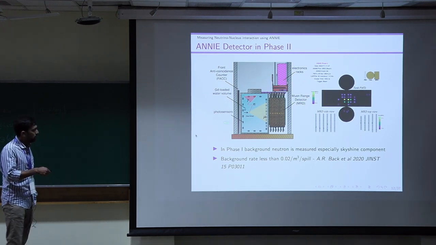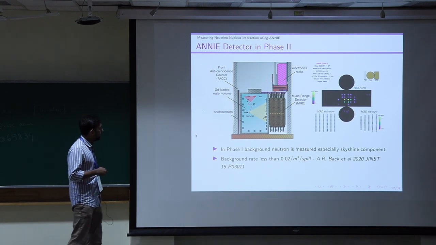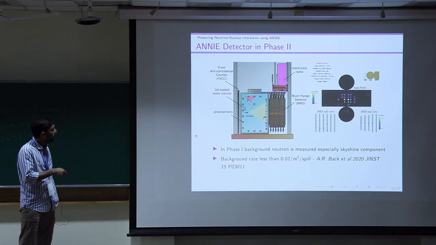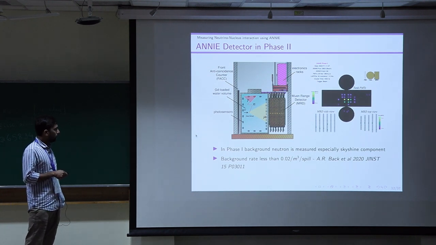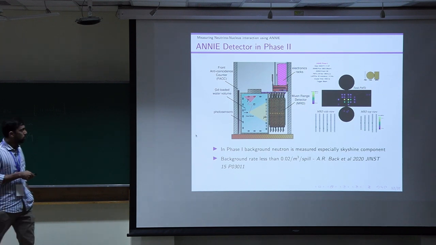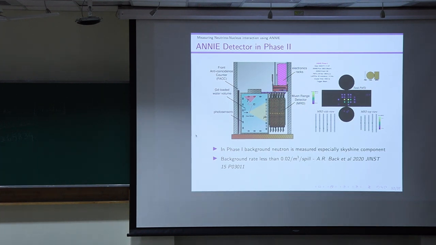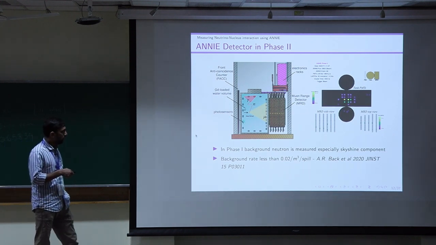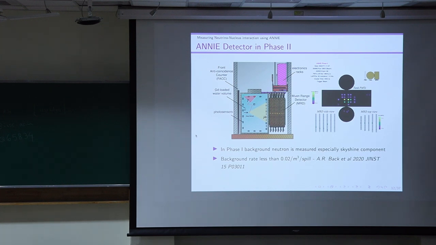The ANNIE detector is 3 meters in diameter and 4 meters in height. This is the tank, and it's filled with water, but it's not just water. I'll talk about the main thing: we also added gadolinium in this water. The gadolinium helps us to measure the neutron, because gadolinium's neutron capture cross section is much higher than water's neutron capture cross section.